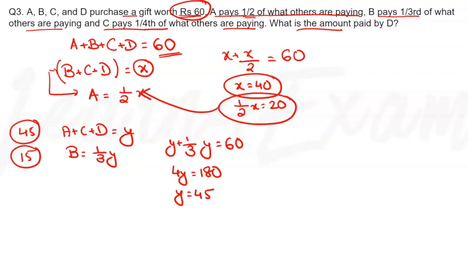Now, what is the shortcut approach for these kind of questions? If you see very closely, if I'm paying 1 by nth amount, let's say, here A paid how much?